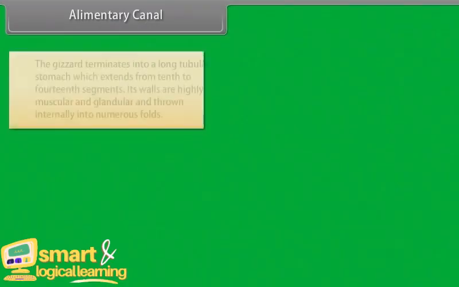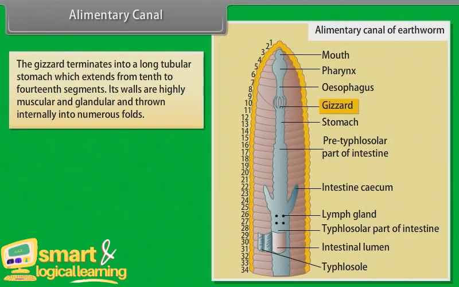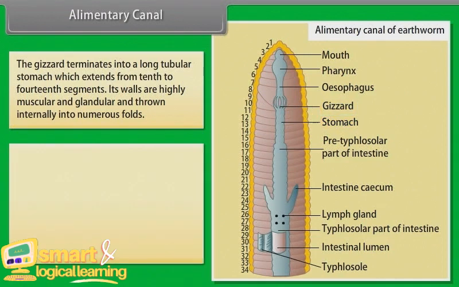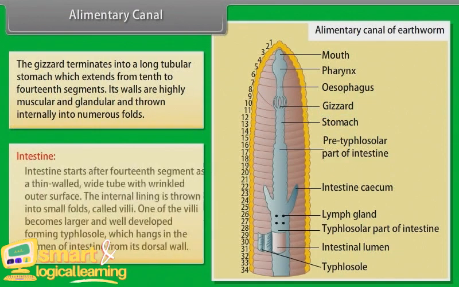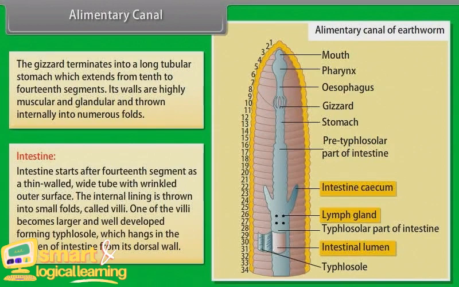Alimentary canal. The gizzard terminates into a long tubular stomach which extends from the 10th to 14th segments. Its walls are highly muscular and glandular and thrown internally into numerous folds. Intestine. The intestine starts after the 14th segment as a thin-walled white tube with a wrinkled outer surface. The internal lining is thrown into small folds called villi.